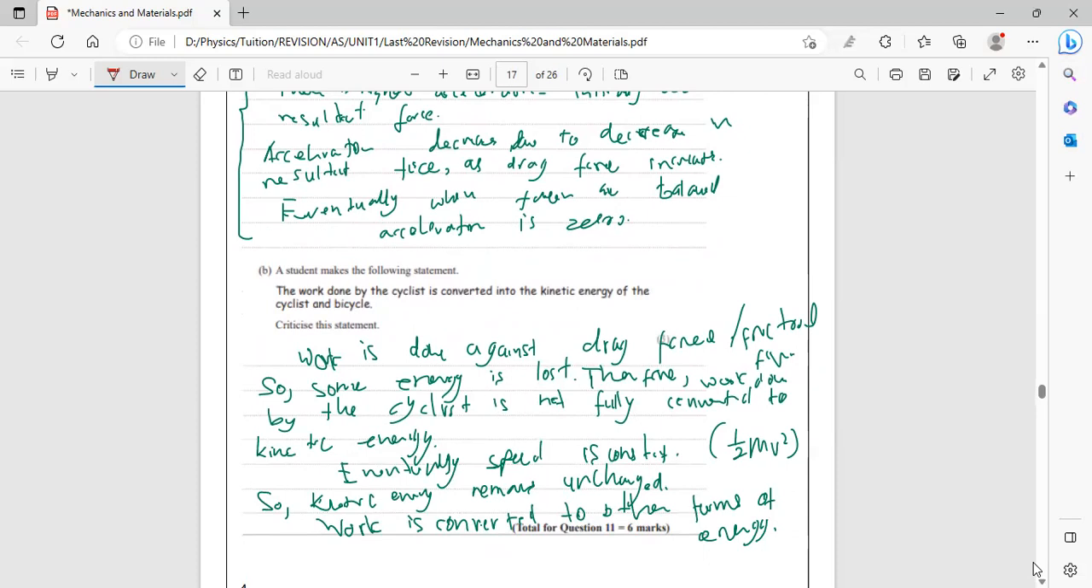From that point onwards, the energy will be converted to other forms of energy, because the drag force is greatest now. So the energy is lost as heat energy or sound energy. So the statement is not right.